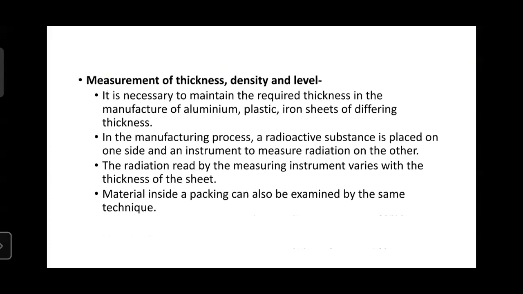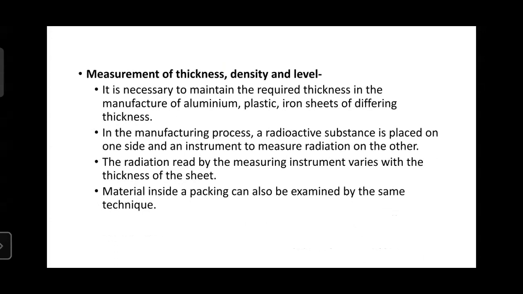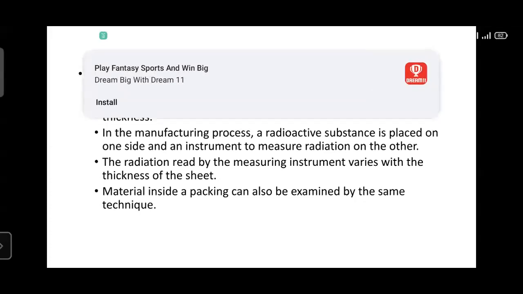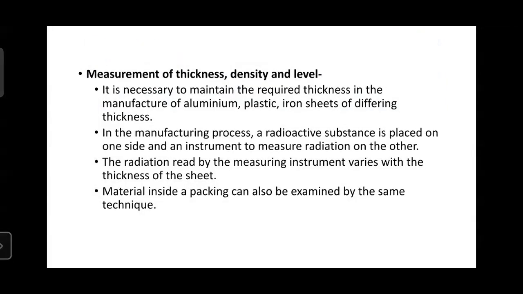Now, next is measurement of thickness, density, and level. It is necessary to maintain the required thickness in the manufacture of aluminum, plastic, and iron sheets of differing thickness. In the manufacturing process, the radioactive substance is placed on one side and the instrument to measure radiation on the other. The radiation read by the measuring instrument varies with the thickness of the sheet. Material inside a packing can also be examined with the same technique.